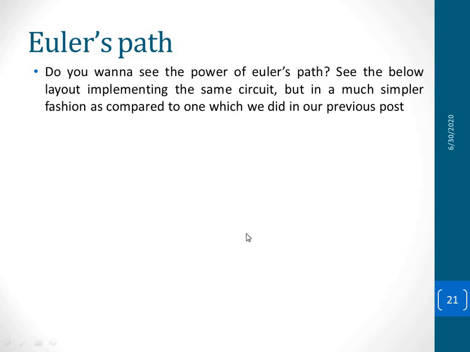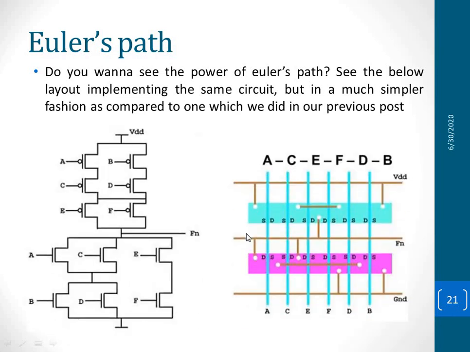So do you want to see the power of Euler's path? Then see the below layout implemented in the same circuit but in a simpler fashion. So this is in a simpler fashion. These are the polysilicon lines. Actually I have inverted the color, so it is showing you in different colors. It is A, C, E, F, D, B.